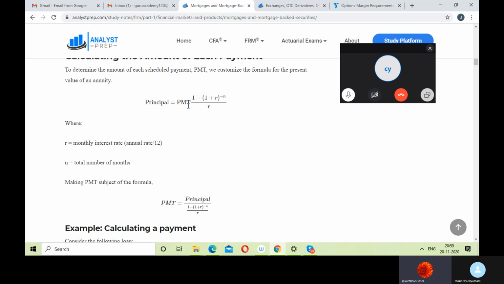So here the formula is: payment, that is the money you are supposed to pay, into 1 minus (1 plus r) whole power minus n, where n is the number of periods, divided by r, that is nothing but the rate of interest. Okay.